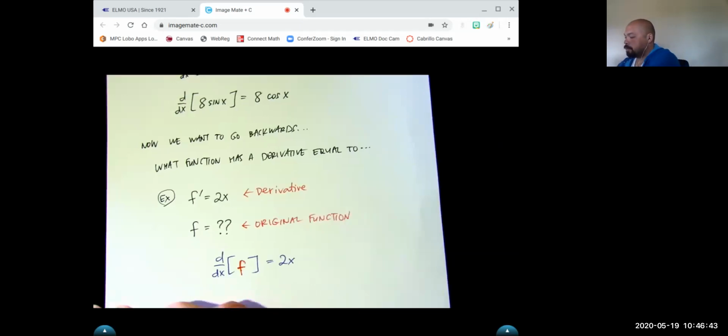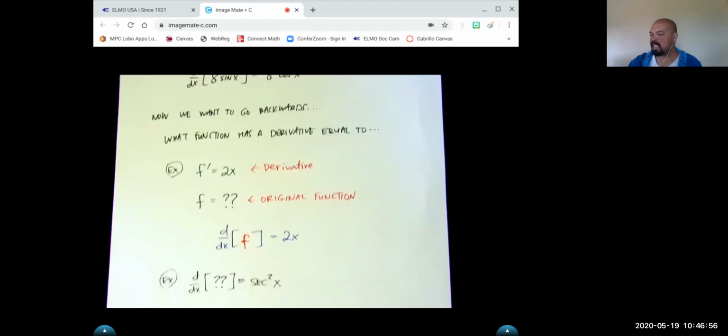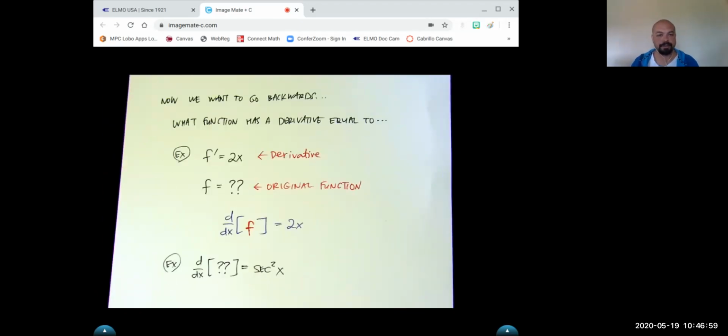Another one might be the derivative of something needs to be equal to the secant squared of x. Just thinking back to some of our differentiation rules. So now we're going to start to work in that direction. Given some function or expression, what is the original function that we can use? That way, when we do our check, if I take the derivative of that, I would get exactly that derivative answer.